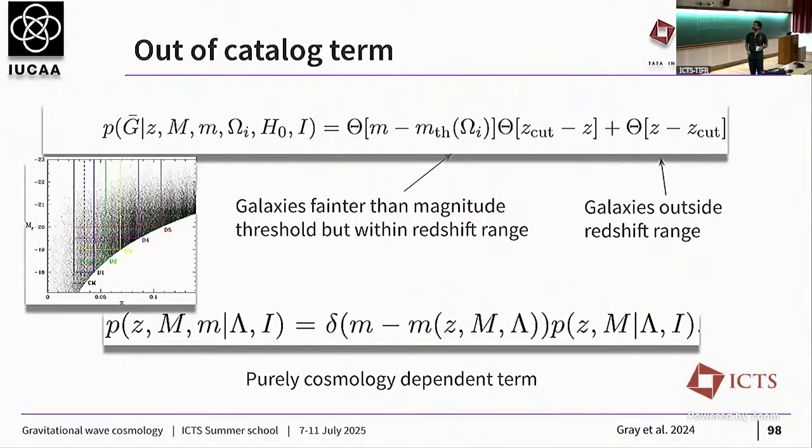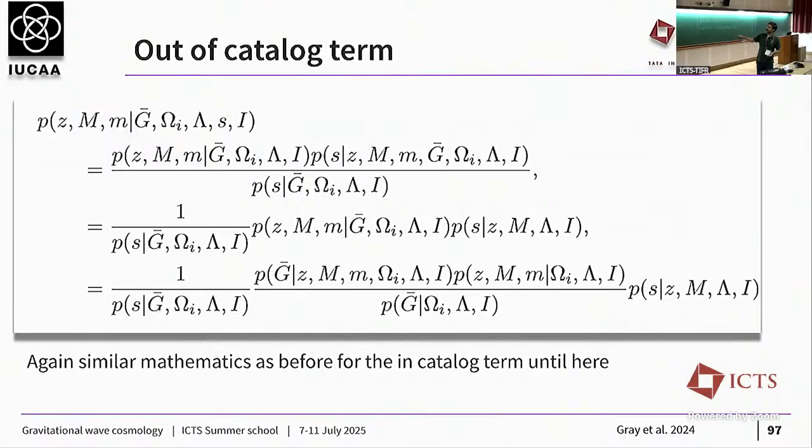Okay. So you have these kinds of probabilities for each of your galaxies. And then there was another term, which is the relation between redshift and the apparent magnitude and the absolute magnitude. Again, this is a purely cosmology-dependent term like we saw before. So then again, you can plug all this back into this mess and then carry out the integral.